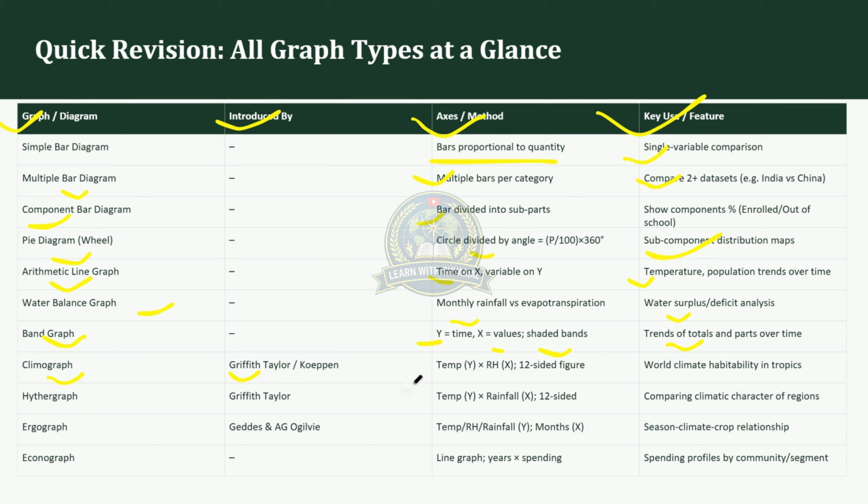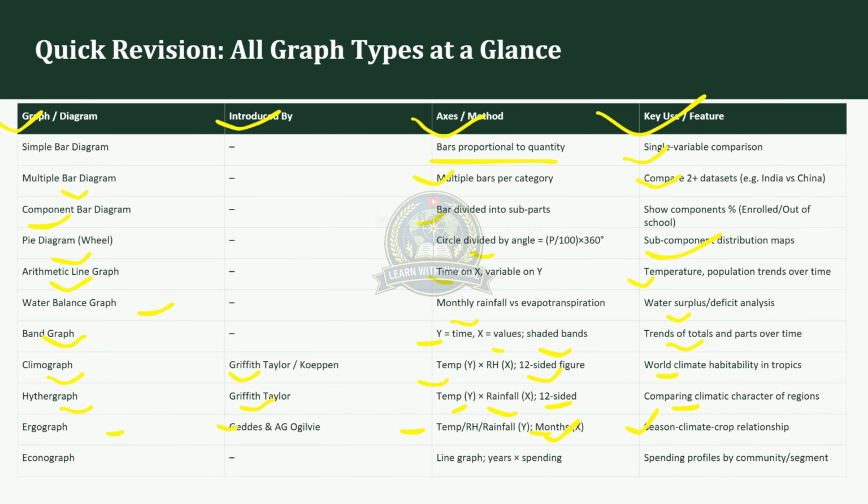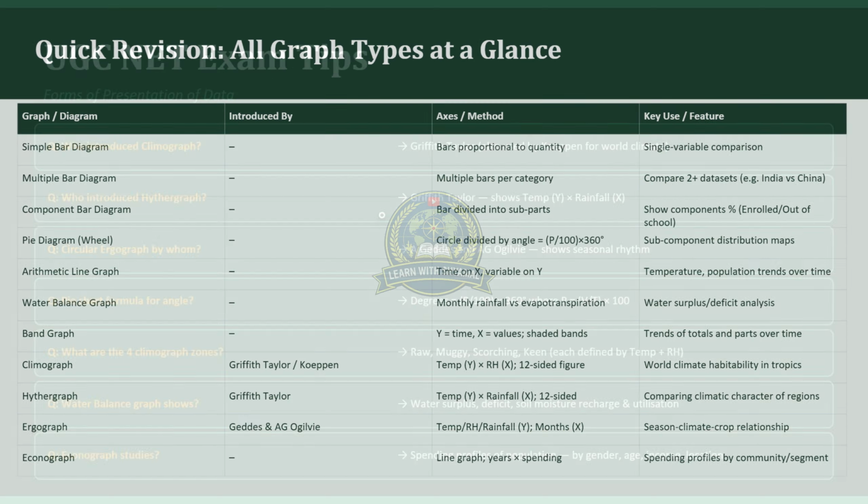Climograph: Griffith Taylor and Köppen, temperature on y, humidity on x, 12-sided figure, world climate habitability in the tropics. Hydrograph: Griffith Taylor, temperature y, rainfall x, 12-sided, comparing climate character of regions. Ergograph: Ogilvy, temperature, rainfall, humidity and months on y, months on x, season, climate, crop relationship. Ethnograph: line graph, years by spending, and spending profiles by community and segment.